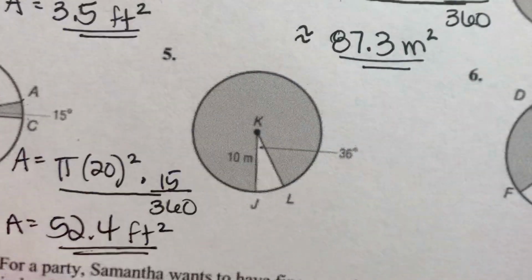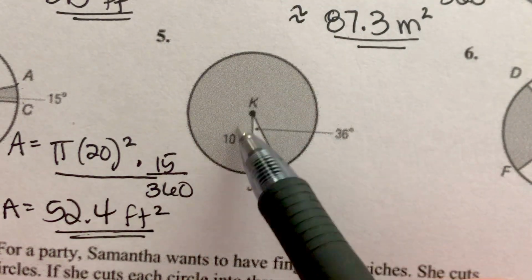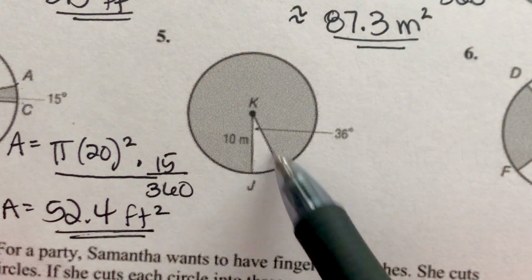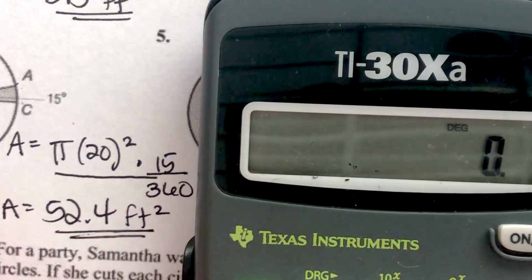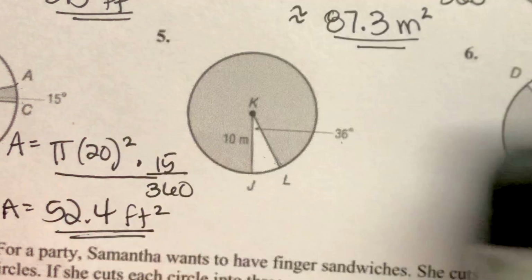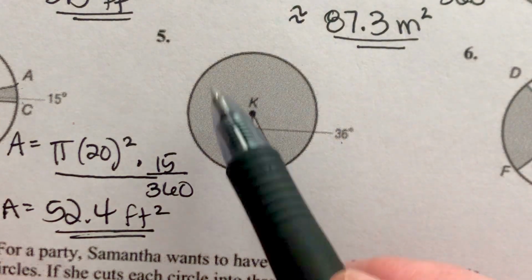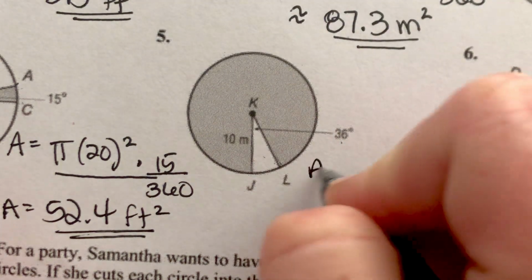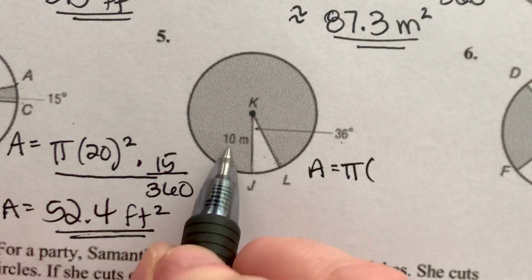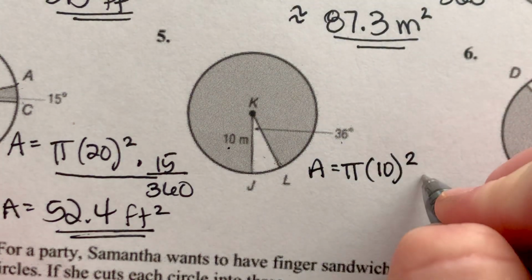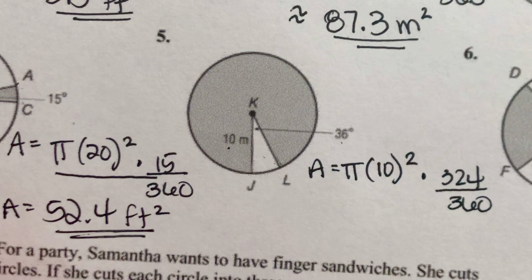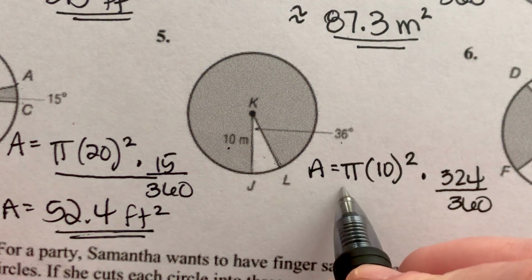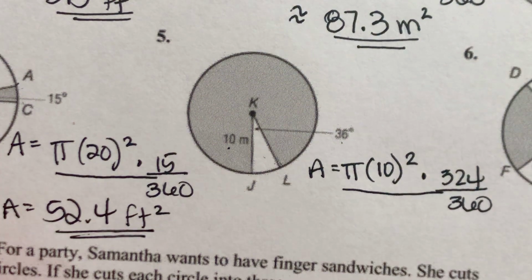Okay, the next one, number 5. This is a big chunk of the circle. This is most of the circle, right? That's all shaded. We're just not including this little teeny tiny sliver. If this sliver is 36 and the entire circle is 360, 360 minus 36 equals 324. So this whole shaded area is 324 degrees. So we're going to say area equals pi times the radius squared, and then we're going to multiply that by 324 over 360. And by multiplying it by a fraction, we're really just multiplying everything on top and then dividing it by what's on the bottom.